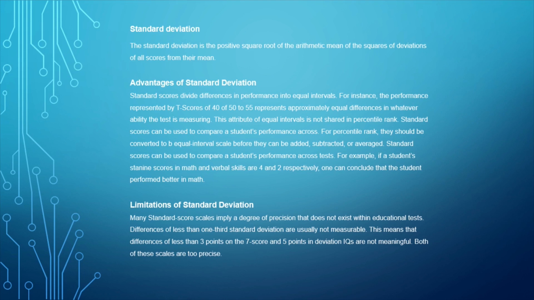Standard scores can be used to compare a student's performance across tests. For example, if a student's stanine scores in math and verbal skills are 4 and 2 respectively, one can conclude that the student performed better in math. Limitations of standard deviation: many standard score scales imply a degree of precision that does not exist within educational tests. Differences of less than 1/3 standard deviation are usually not measurable. This means that differences of less than 3 points on the T-score and 5 points in deviation IQs are not meaningful. Both of these scales are too precise.